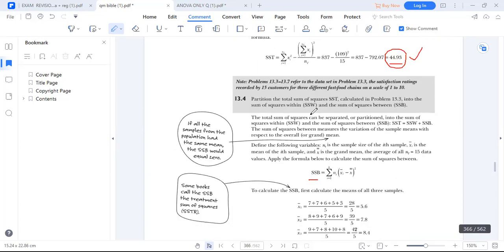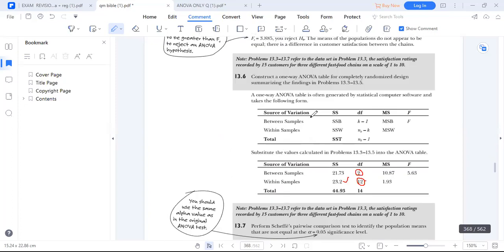Then how did we get the 2? It was k minus 1, which is what? 3 minus 1, which is 2. How do you get the 12, somebody?